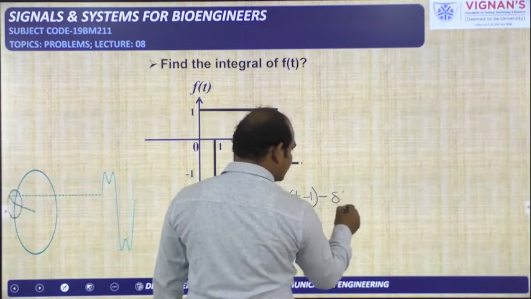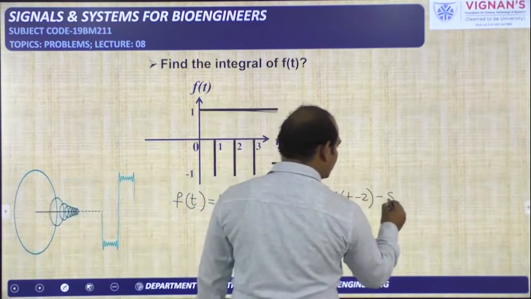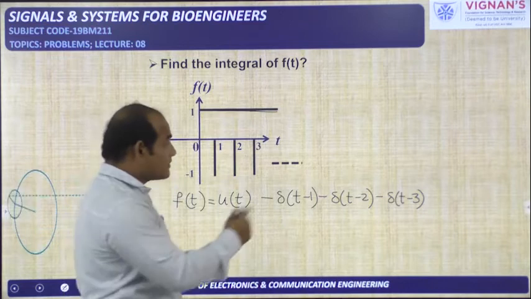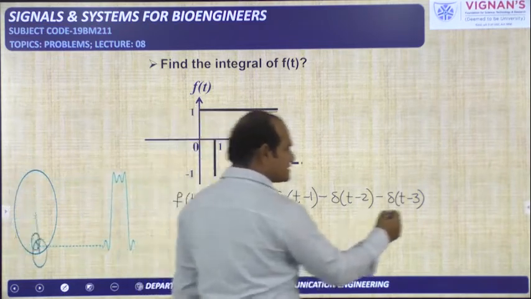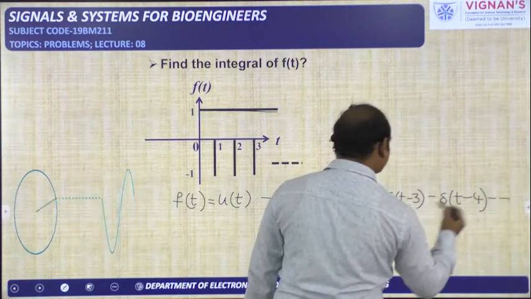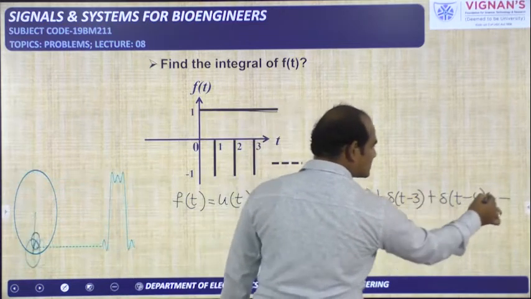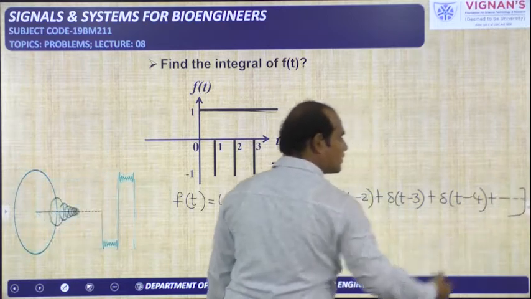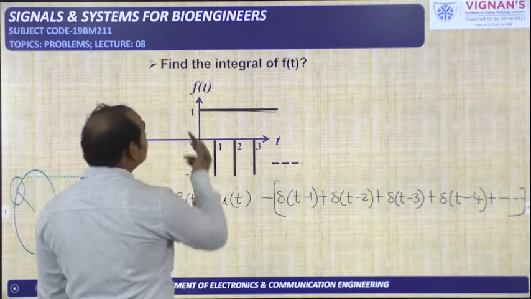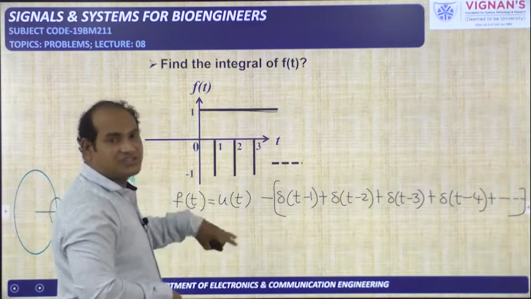This is the impulse available at t is equal to 2. That's why minus del of t minus 2, and this is minus del of t minus 3, and it is going on like this. That means del of t minus 4 and so on. If you take minus common, plus, and so on. This is the mathematical representation for the given thing. Now we need to perform the integration for that one.